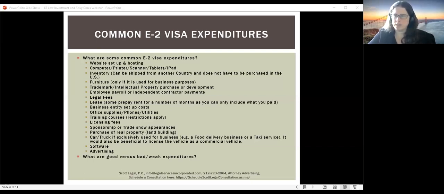So it's something to always discuss with the attorney ahead of time, especially if it's going to make up the bulk of your investment. If it's a very large expenditure on your investment schedule, it should really only be included in certain circumstances.